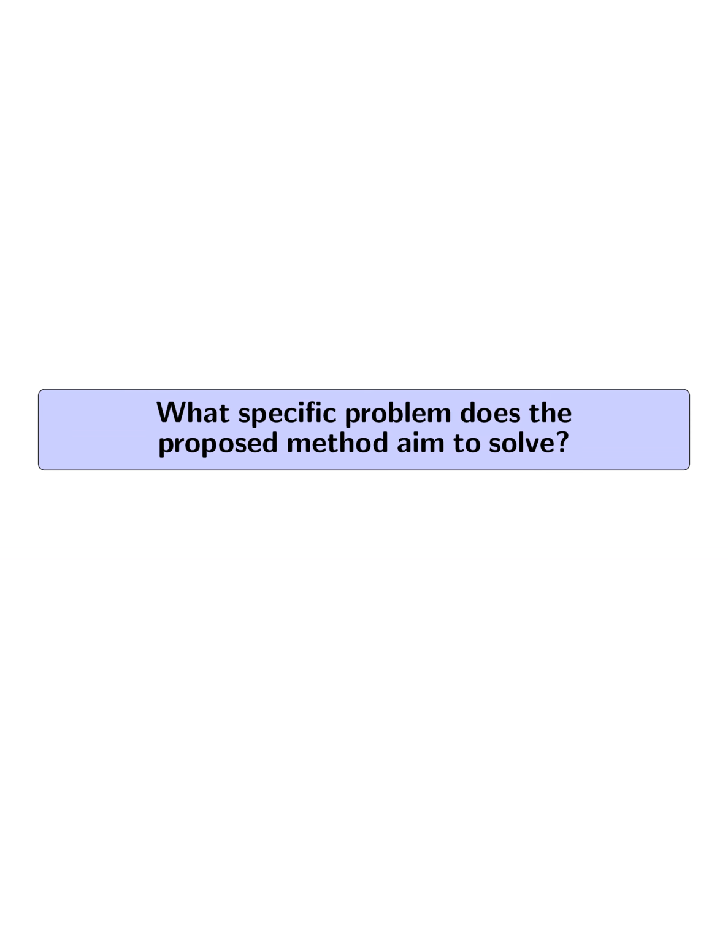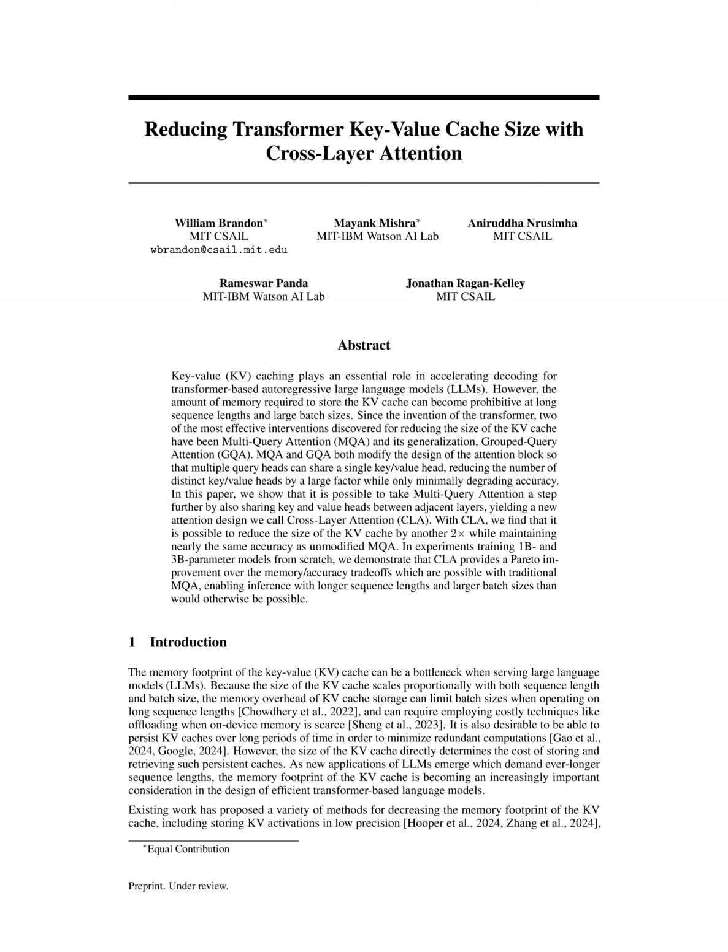What specific problem does the proposed method aim to solve? The proposed method aims to solve the problem of reducing the memory footprint of the key value, KV, cache in large language models, LLMs. Specifically, the method focuses on decreasing the size of the KV cache by sharing KV activations across layers in the transformer architecture.